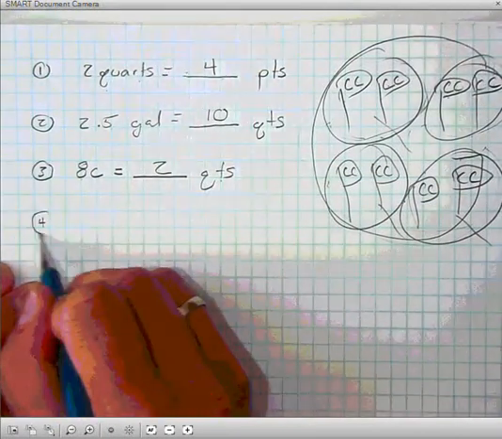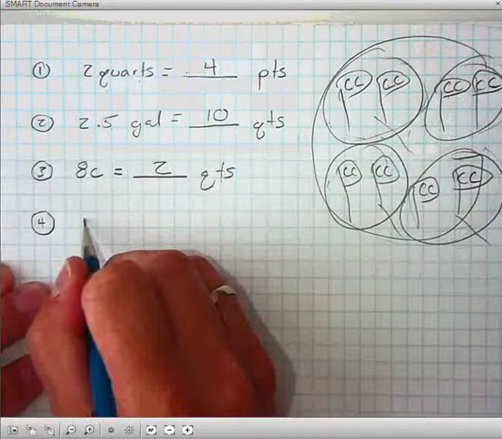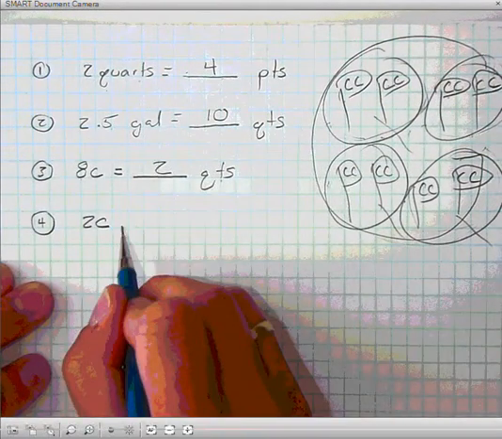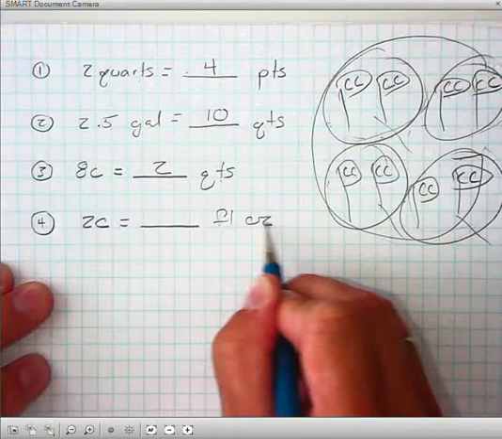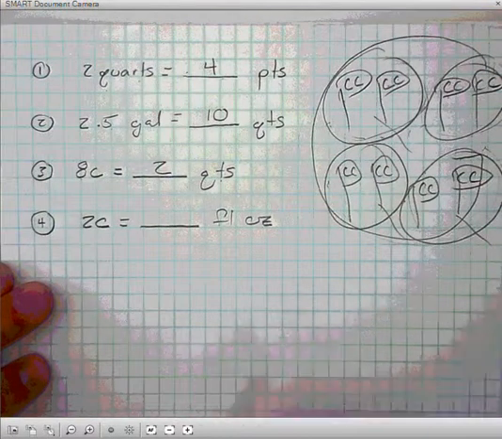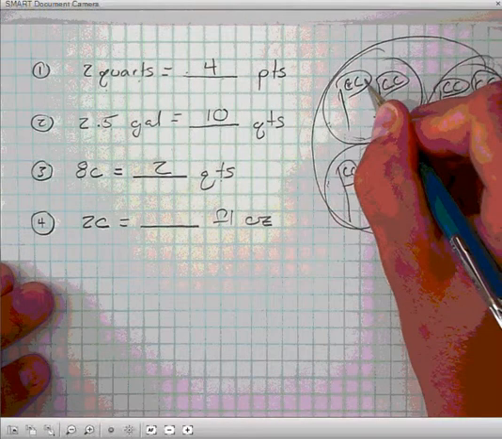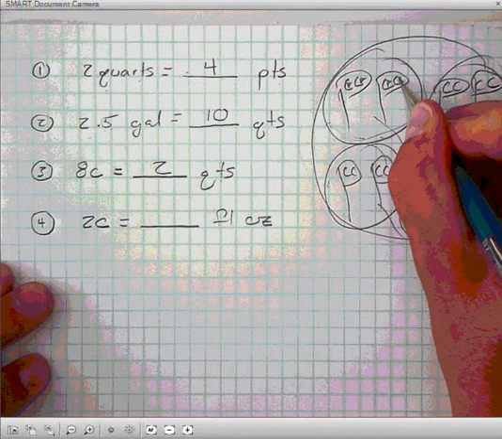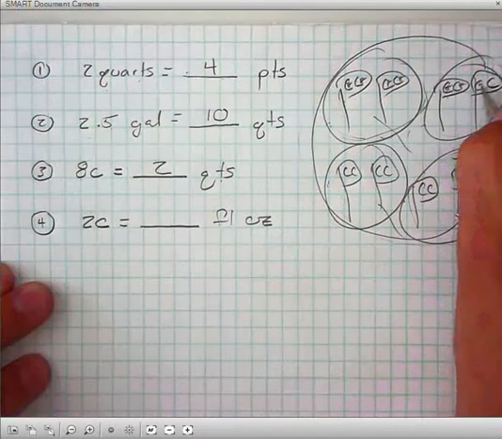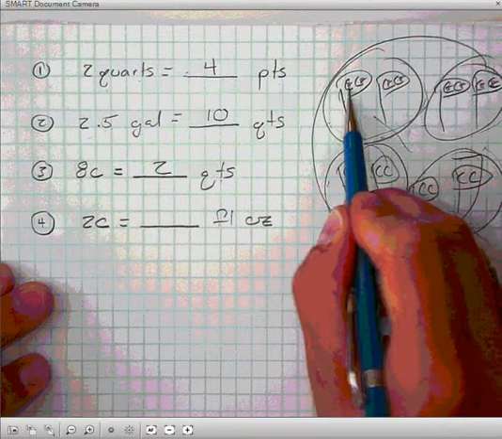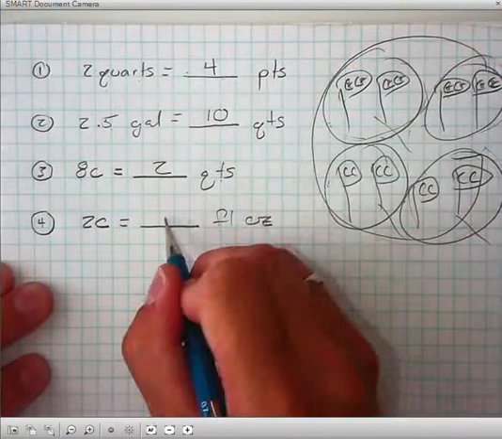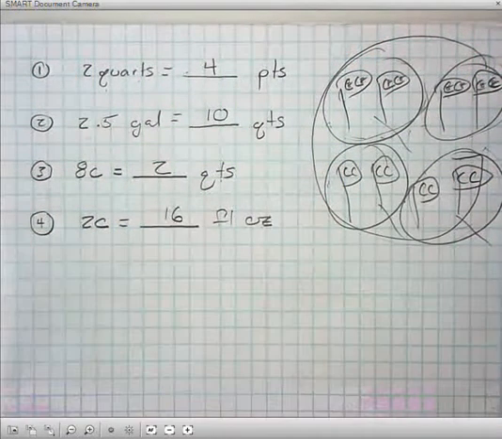Let's look at one more example. So if I had 2 cups, how many fluid ounces is that going to cover? Well, the fluid ounces, remember, those are a little bit trickier because those are the little tiny 8s in each of our C's. A little bit harder to see. But if I have 2 cups, that's 1, 2, that's 8 and 8, so that means I'll have 16 fluid ounces.